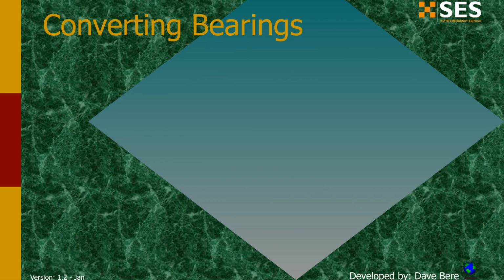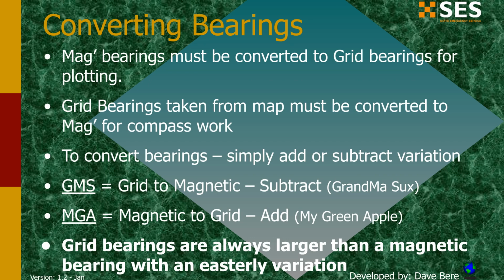Bearings must be converted between magnetic and grid for plotting or compass work. To convert, simply add or subtract the variation. Use the acronyms GMS for grid to magnetic, subtract, and MGA for magnetic to grid, add. Grid bearings are always larger than magnetic bearings with an easterly variation.